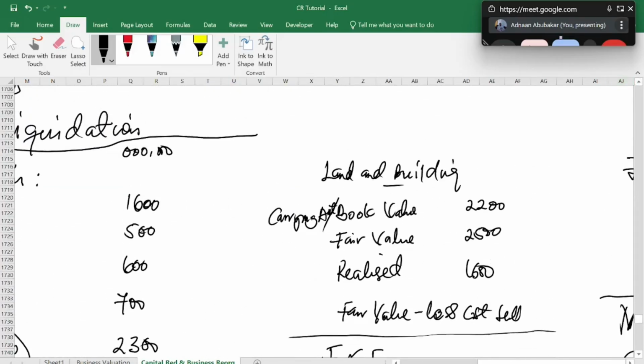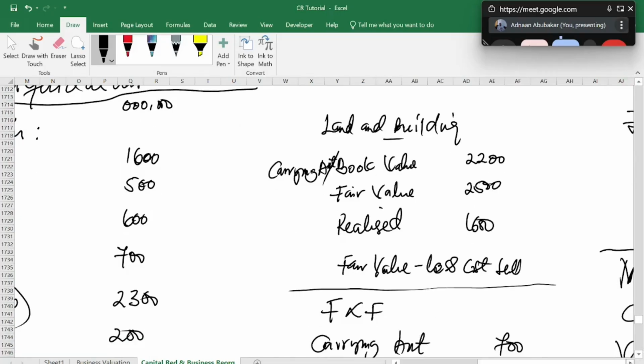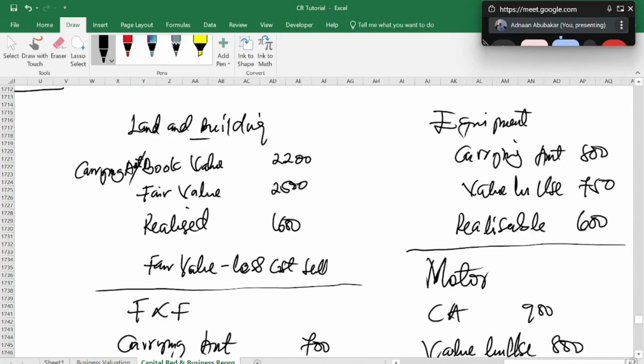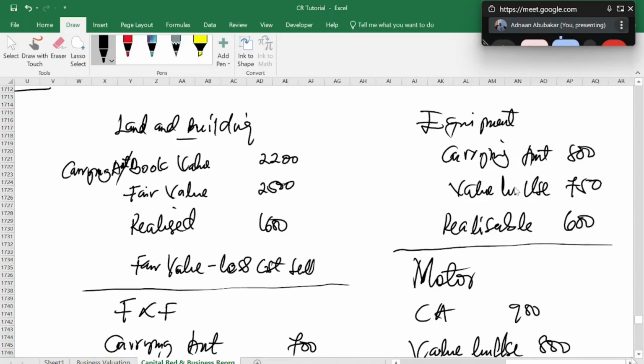All right, so let's come to equipment. Carrying amount is 800. Value in use is what? 750. And realizable value is 600. So if you want to know the fair value of this equipment, you will pick the one with what?